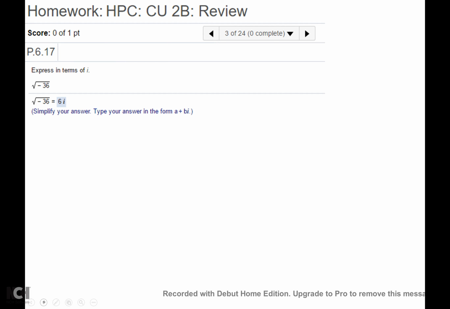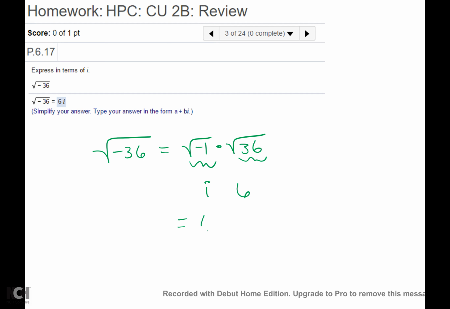Expressed in terms of i. Anytime you have a negative, this is like the square root of negative 1 times the square root of 36. Well, the square root of negative 1 is i, and the square root of 36 is 6. So my answer would be 6i.